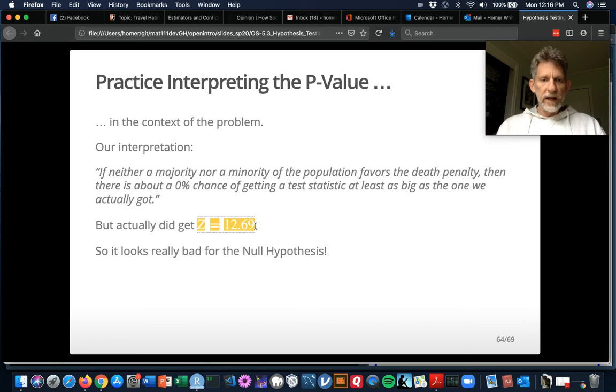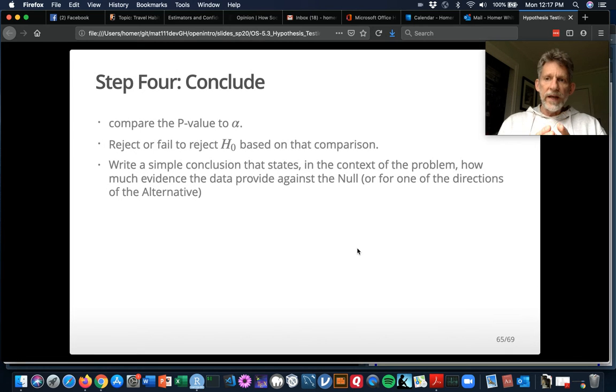And now we can think ahead to what this leads us to. We actually got this z is 12.69. So, gee, this looks really bad for the null hypothesis. That takes us to step 4 in the standard process for a test of hypothesis. Step 4 is the conclude step.